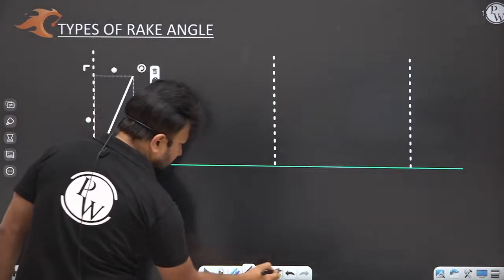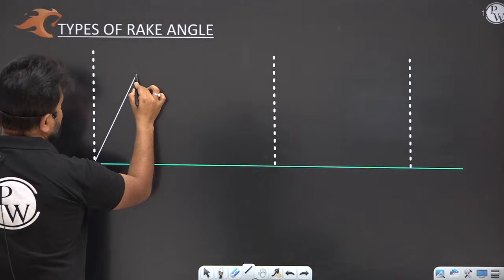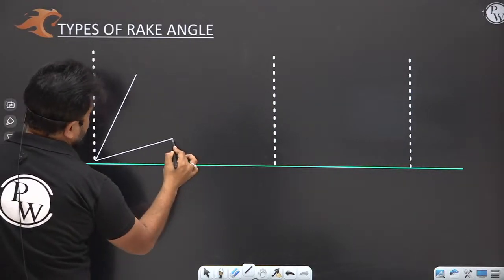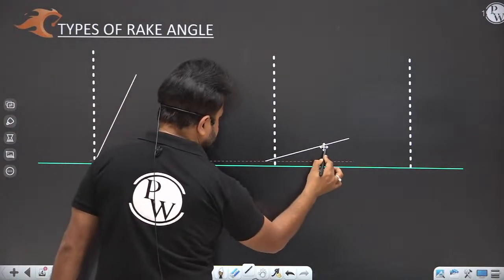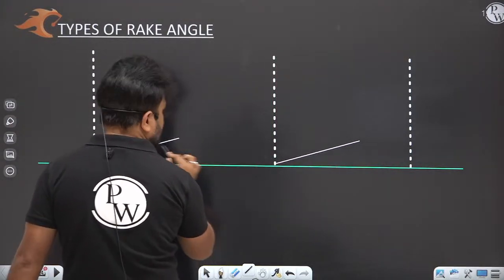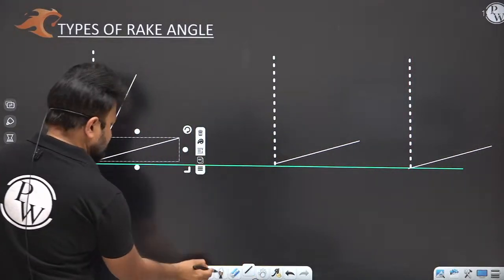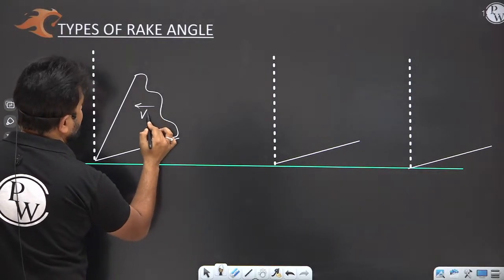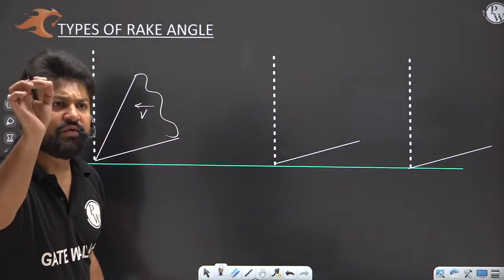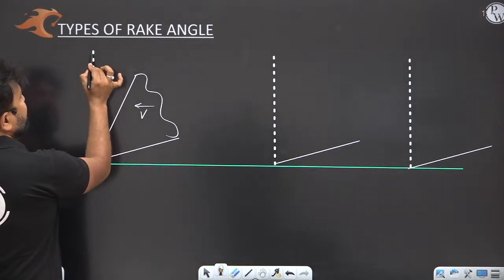This is the tool which is coming toward the workpiece. Now, see here, my dear. The tool is coming from this side with a cutting velocity of what? V. Now this is a reference line.